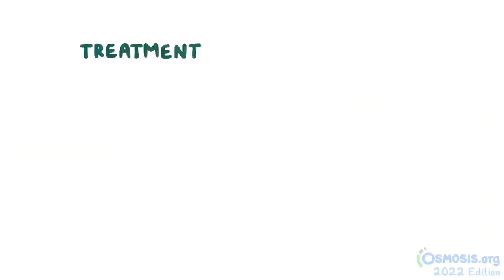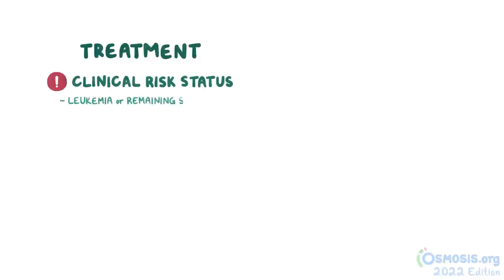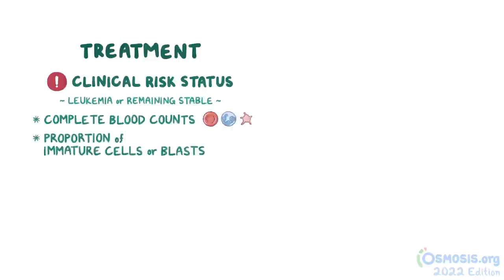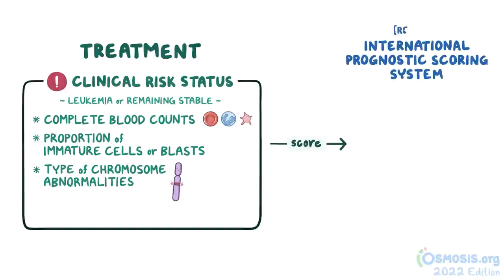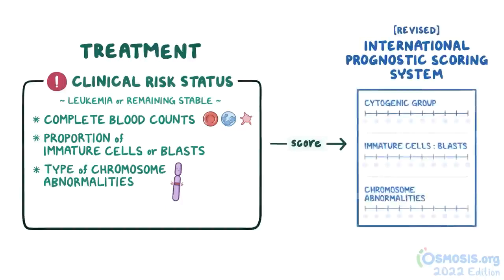Treatment of patients is dependent on their clinical risk status, like their risk of developing leukemia or remaining stable. Patients' risk status is determined by their complete blood counts, the proportion of immature cells, or blasts, in the marrow, and the type of chromosome abnormalities present in the bone marrow cells. This information is used to generate a score known as the International Prognostic Scoring System, revised for MDS. Other features now being evaluated are the presence of mutations in the patient's cells, some of which are associated with a poorer prognosis.